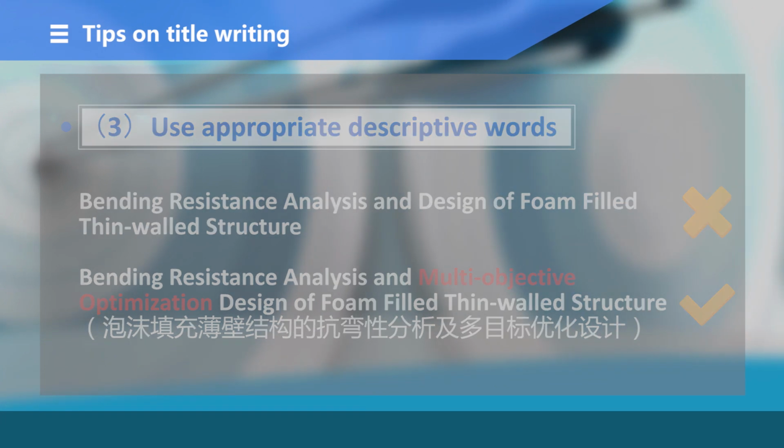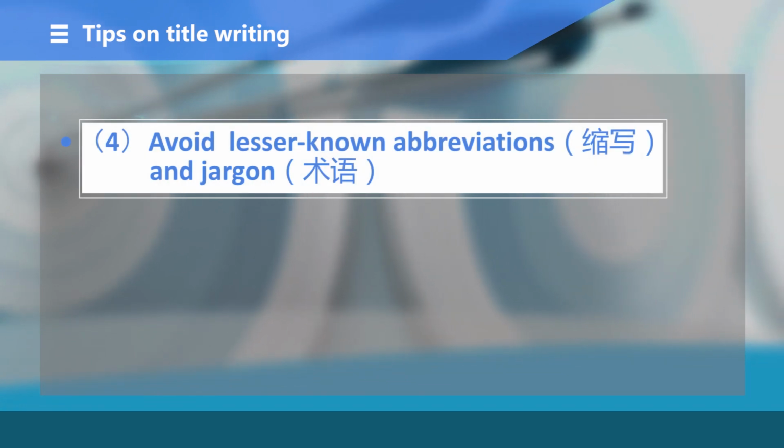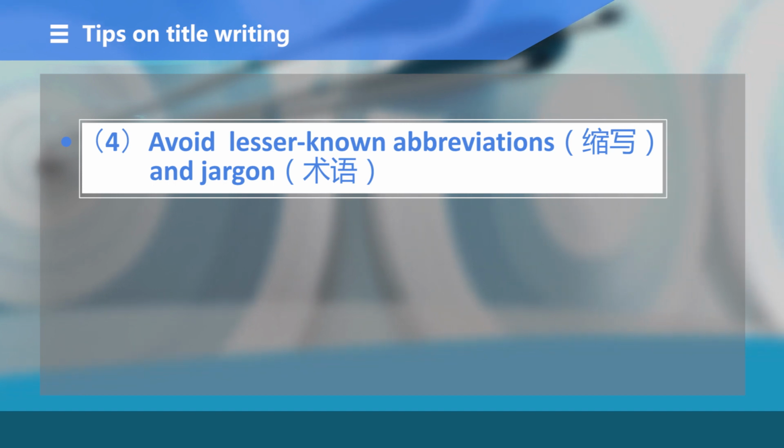When writing a title, we should avoid lesser-known abbreviations and jargon. 标题中不能使用太过专业、很少人知道的缩写和术语。Widely known abbreviations such as AIDS, DNA, and so on can be used in the title. However, the abbreviations and jargon that would not be immediately familiar to the readers should be left out.